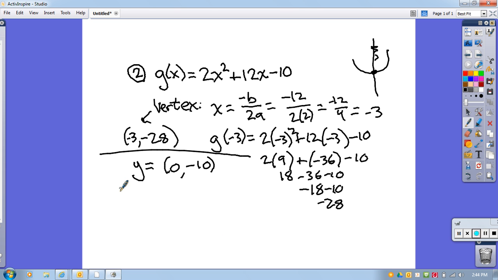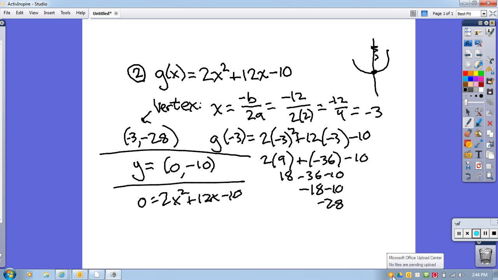Okay, and then the last part, x-intercepts. X-intercepts are when y is 0. So I'm going to let g of x be 0. Then I have 2x squared plus 12x minus 10. I could try to factor this, or I could use the quadratic formula as well. I think I'll try to factor it, just to see if I can. Take a 2 out of it. That leaves me 2 times x squared plus 6x minus 5. I'm not going to be able to factor that, unfortunately. So, quadratic formula it is.